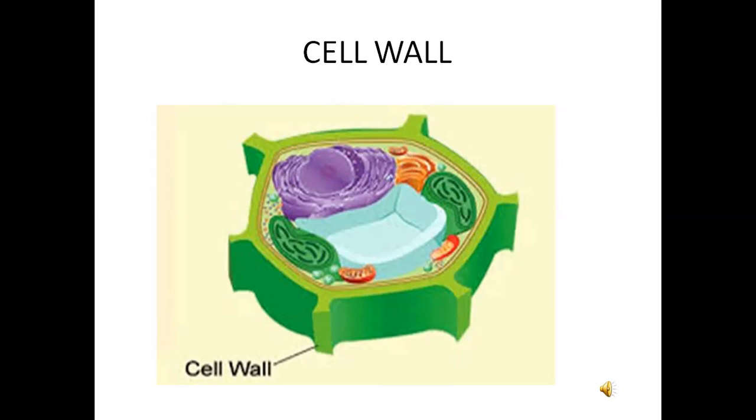This allows the plant to remain rigid and upright even if it grows to great heights. Each cell is interconnected with its neighboring cells through openings called plasmodesmata. So the cell wall is called the supporter and protector of the cell.